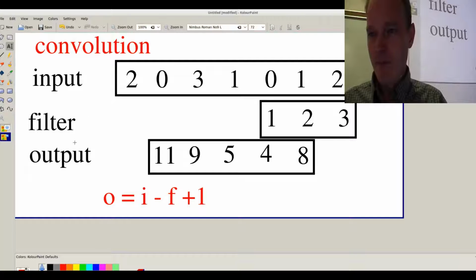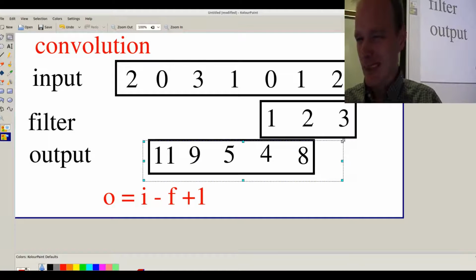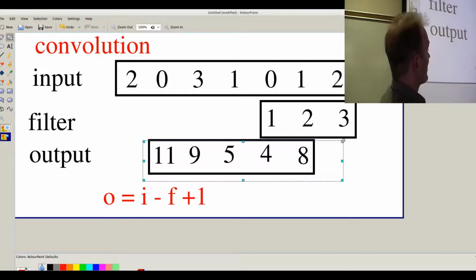Now that we can do it, well, let's point out something. Let's get into the motivation now. Why should we do convolution?